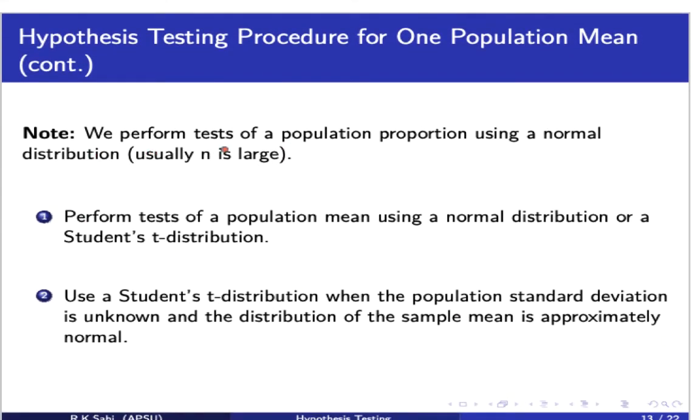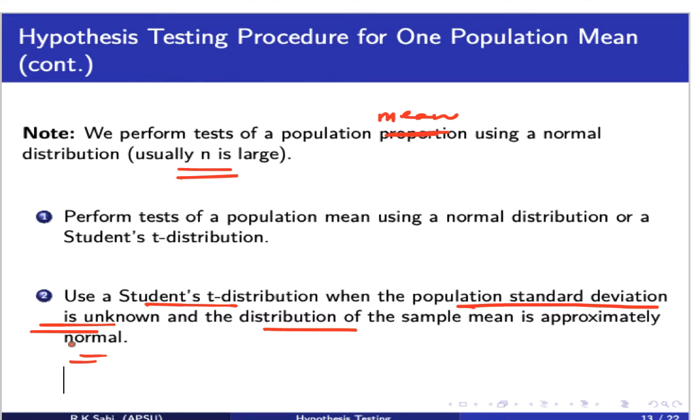Now, when we're performing a test of population proportion, no, we don't want proportion, it's population means, guys, sorry. Using a normal distribution, n is usually very large. We will perform a test of population mean using a normal distribution or a student's t distribution. Keep in mind the student's t-distribution is used when the population standard deviation is unknown, and the distribution of the sample mean is approximately normal.